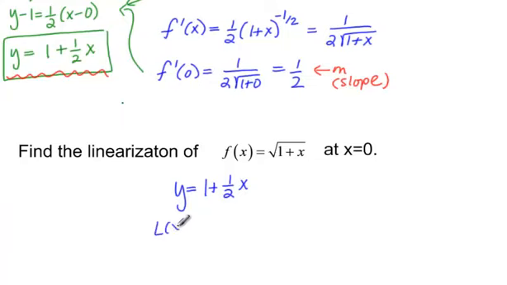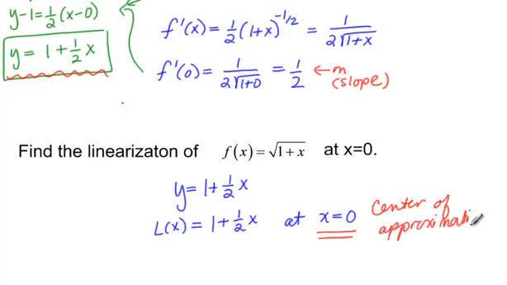So we're going to say this is a linearization for our function, and the equation of our line is 1 plus 1/2 x. But we need to say this is only good for values near x equals 0. So we're going to say at x equals 0. And this is called our center of approximation. So you always need to include your center of approximation when you're doing a linearization.